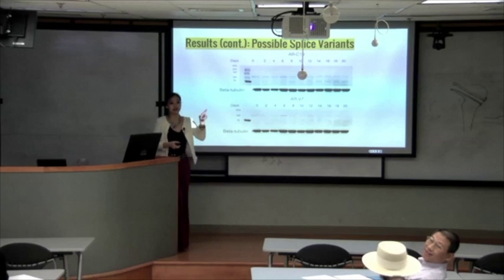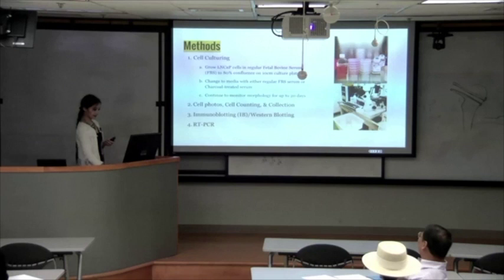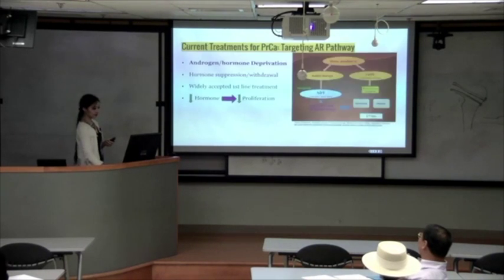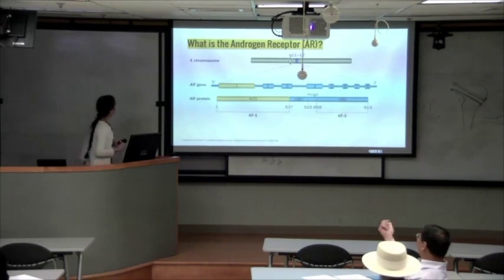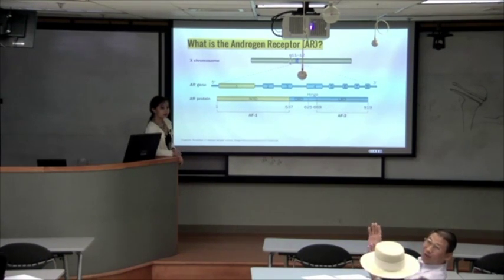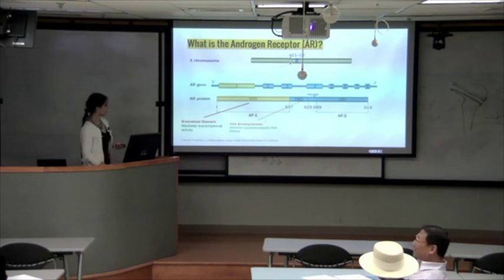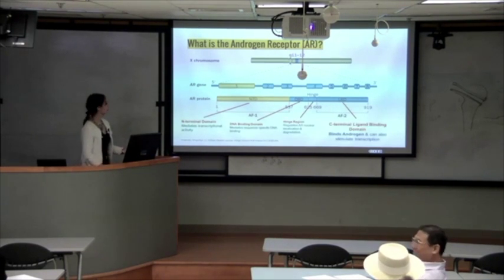Right. The DNA, and then the hinge, and then. Right. So right here. Right. So you're losing this and keeping this. Oh, the ARV7, yeah.